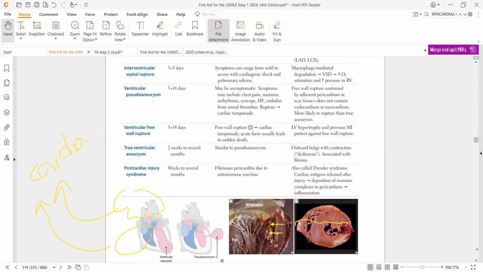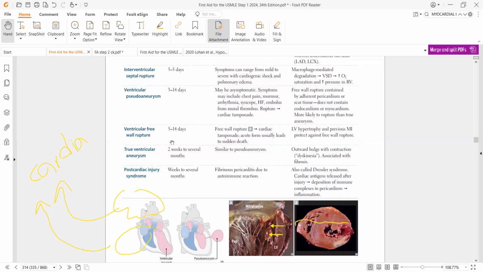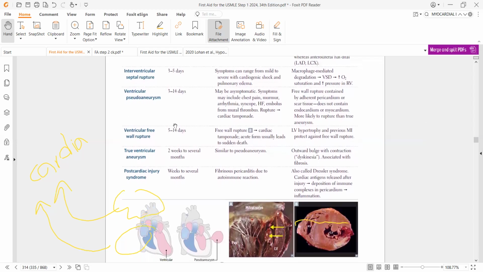Okay, so true ventricular aneurysm. A true ventricular aneurysm contains all three layers: epicardium, endocardium, and myocardium, right? The highest chance of a true ventricular aneurysm is at 2 weeks to several months, right?